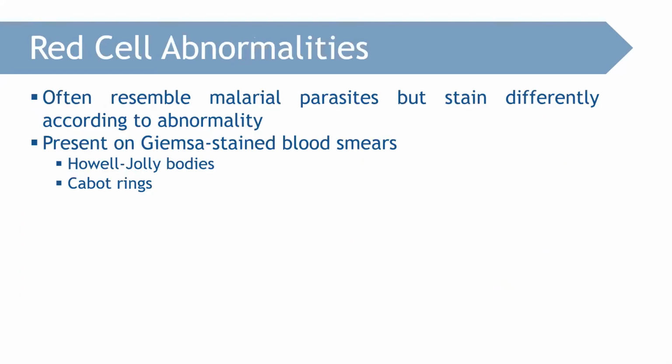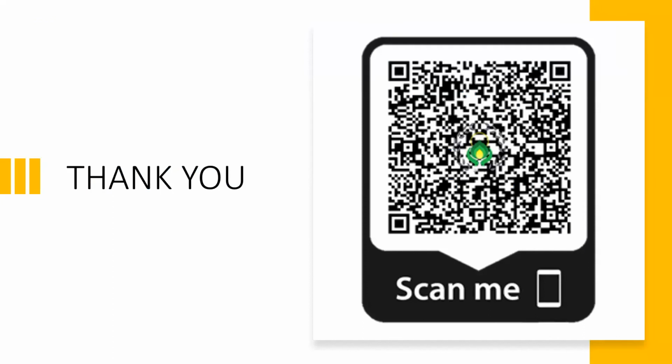Red cell abnormalities such as Howell-Jolly bodies and Cabot rings may also resemble malarial parasites, especially Cabot rings. That's why we have to be familiar with the structure and appearance of our parasites: cyst, trophozoite, larvae, and egg. Thank you very much, and I hope you learned.